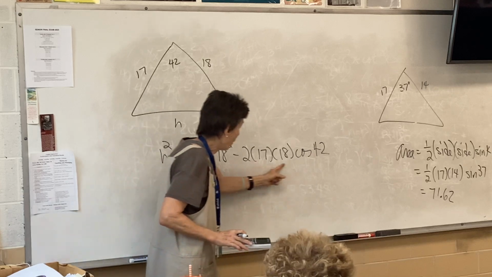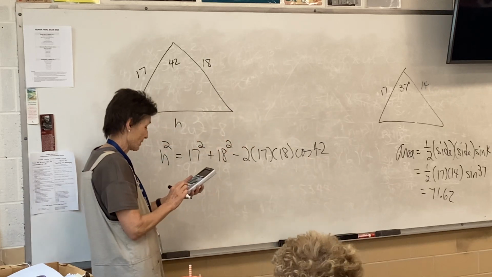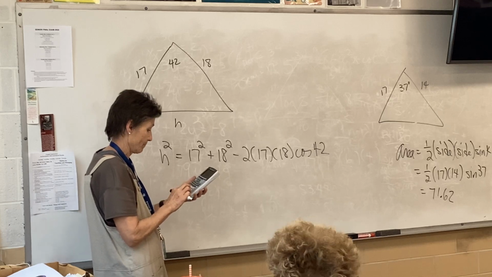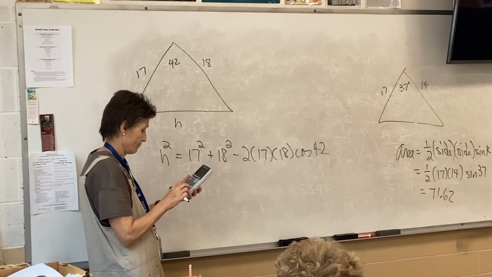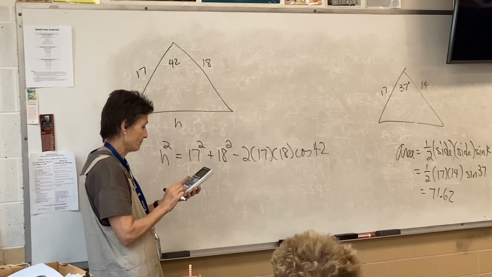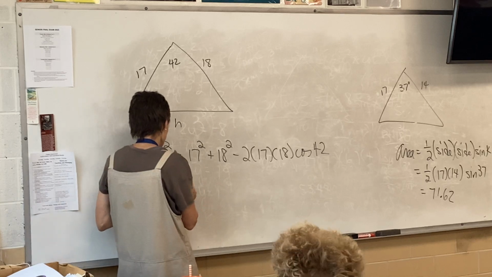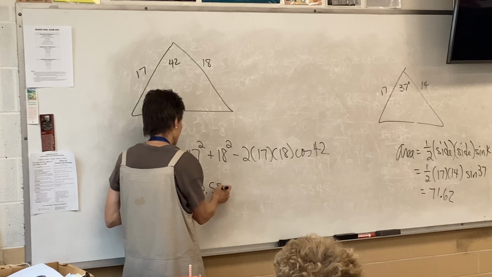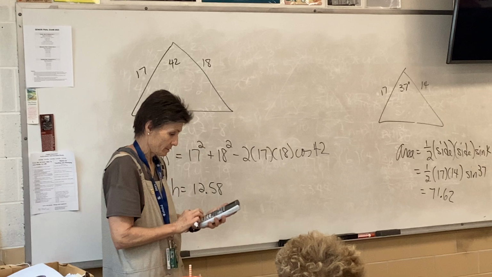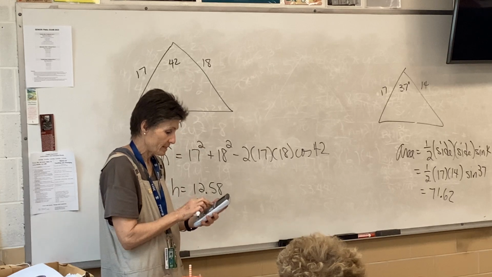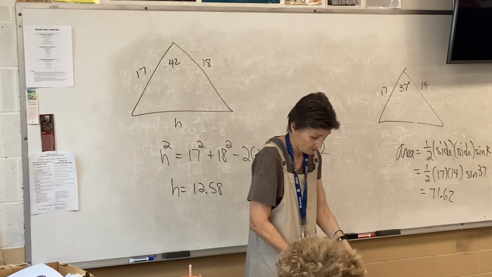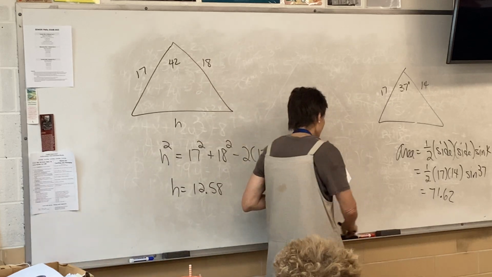I'm going to type all that in on my calculator. And I'm going to square root it. So H turns out to be 12.58. Oh, I never checked to make sure I was in degrees. All these problems are in degrees, so we want to make sure that our calculator's set right. And mine is, so I'm good.